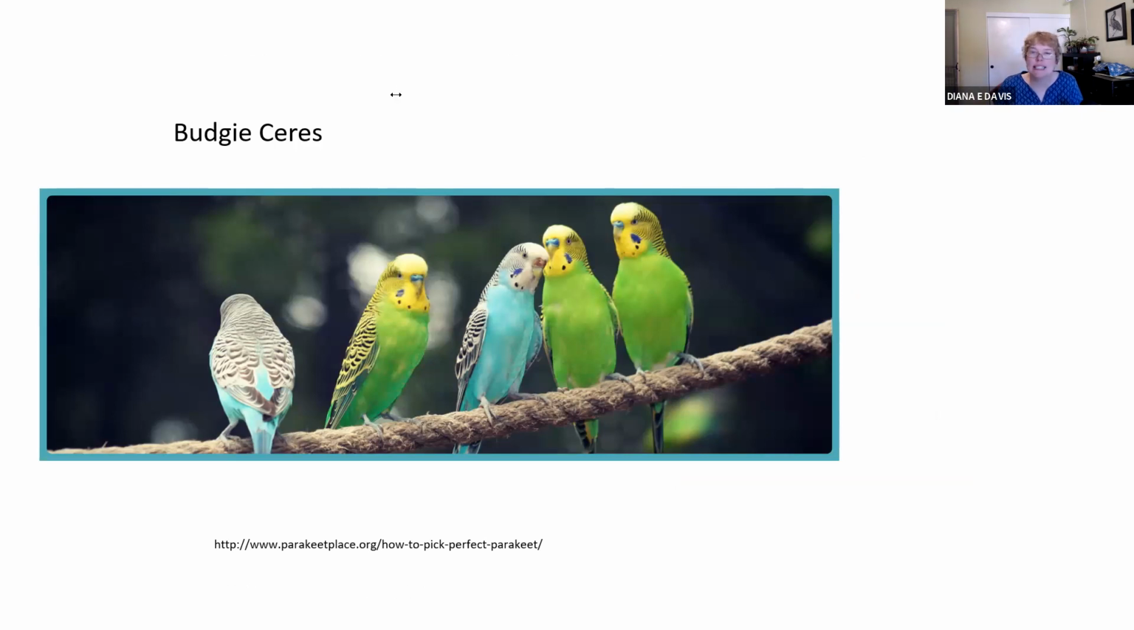It's not always easy to sex birds. If you've got a cockatoo, unless it lays eggs, you probably are never going to know for sure what their sex is. But budgies, you can tell. If the cere is tan or pink, it's female. If the cere is blue, it's a male.